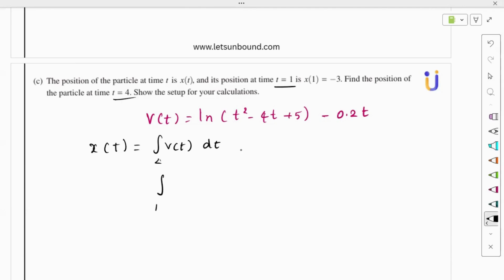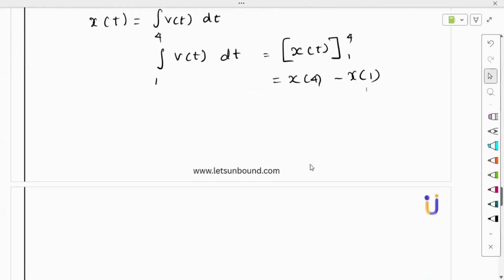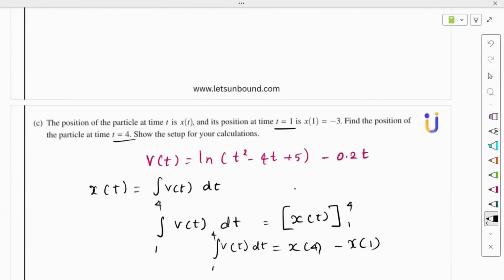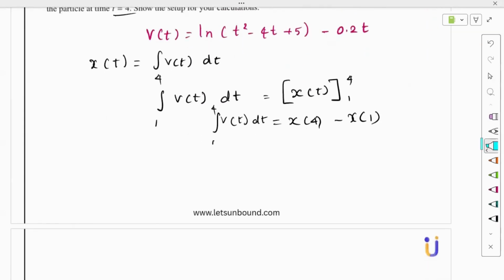So 1 to 4, I am applying the fundamental theorem. V of t dt, what is the antiderivative of V of t? Position x of t, 1 to 4. And this you can write as x of 4 minus x of 1, right? When we plug in the upper limit minus lower limit. Actually, I need to find position at time t equal to 4. So we need x of 4. So make x of 4 the subject.